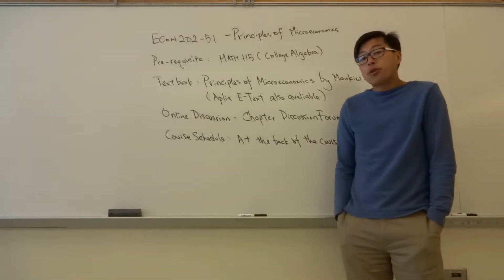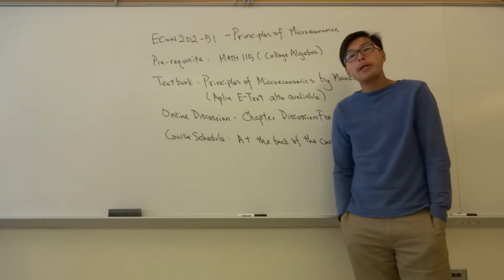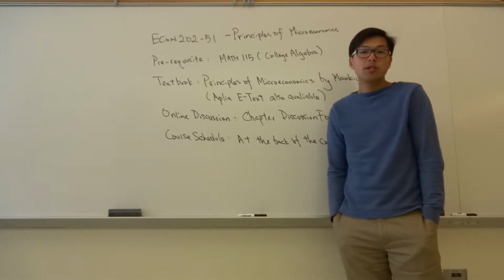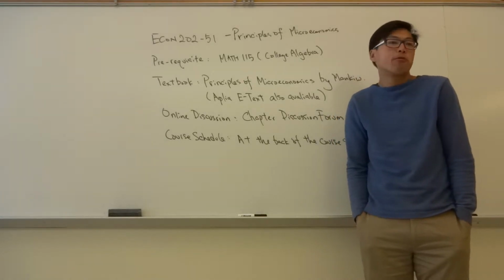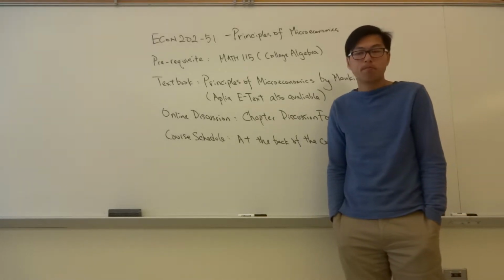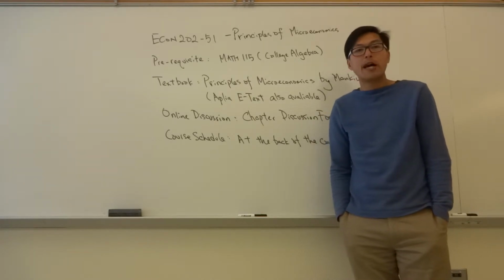I have done some research online, and you can find the 7th edition and even the 6th edition on Amazon for less than $20. So if you ever consider buying a physical textbook, you can do that.